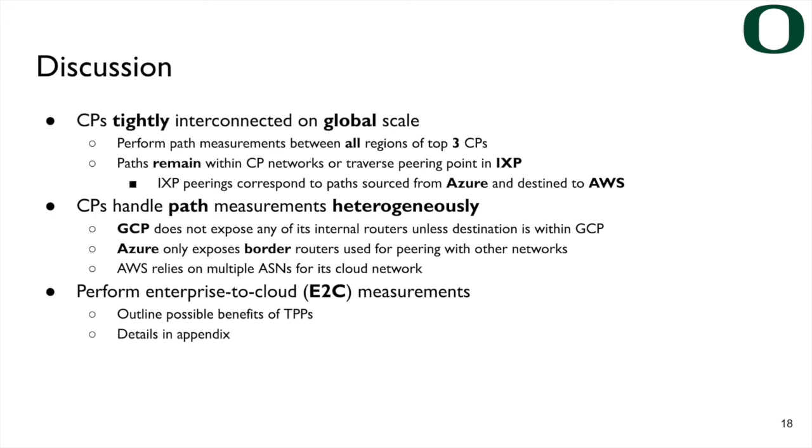The next thing was we observed that cloud providers handle path measurements heterogeneously. So for GCP, for example, they do not expose any of their internal routers within traceroutes unless the destination of the path measurement is within GCP. Similarly, Azure also didn't expose any internal routers, but they did respond for their border routers that were peering with other cloud providers. And AWS was the only cloud provider that relied on multiple ASNs for their cloud network.